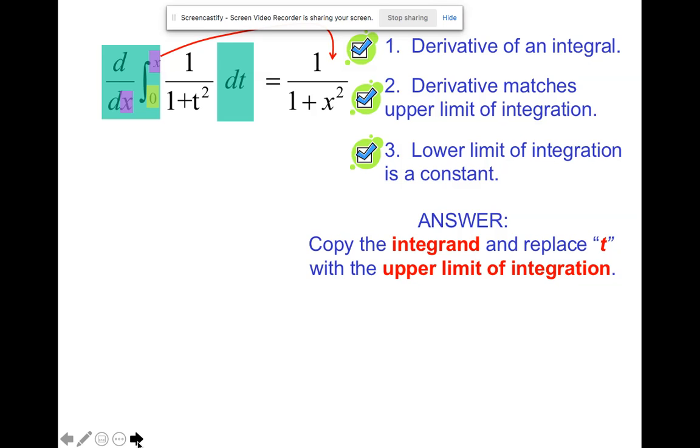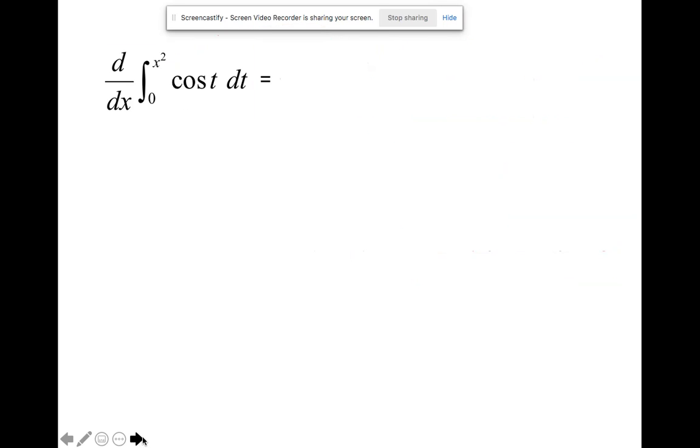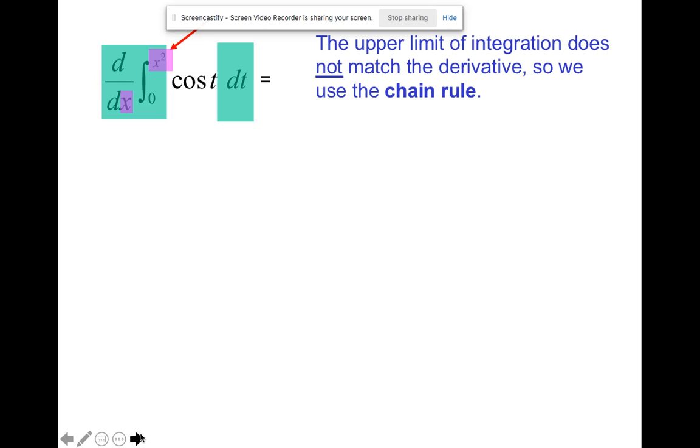The question should be, what happens if everything doesn't work out so nicely? So look at this problem. I do have the derivative of an antiderivative, but the upper limit of integration does not match. It's not exactly the same. The upper limit of integration is a function in terms of x. It's not just x to the first. Well, you are taking a derivative, and what you're taking a derivative of is really a composition. What's been put in place of x has been x squared.